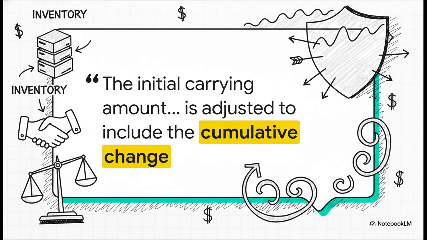And to tie a neat little bow on this whole thing, what actually happens when the inventory finally shows up? Well, paragraphs 6.5.8 and 6.5.9 of Ind AS 109 spell it out perfectly. The initial carrying amount of the asset, which is our inventory, gets adjusted. It includes that cumulative change in the fair value of the hedged item that we've been diligently tracking on the balance sheet. So those fair value changes in the firm commitment essentially bake right into your inventory cost. It is a perfect reflection of reality.